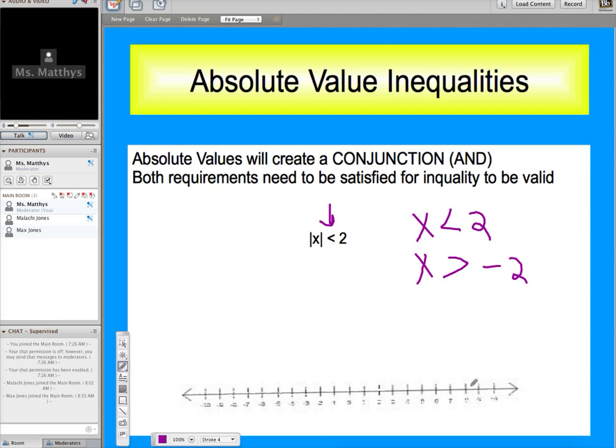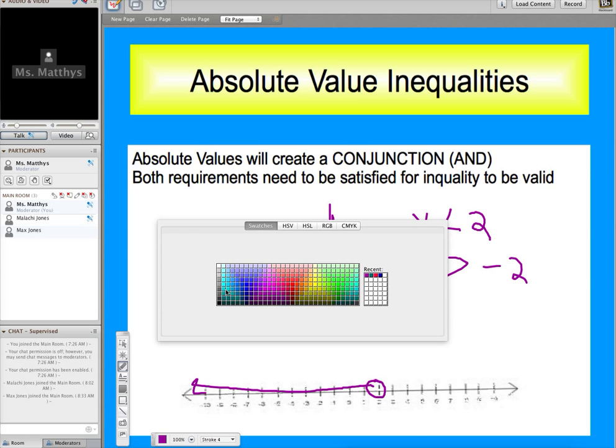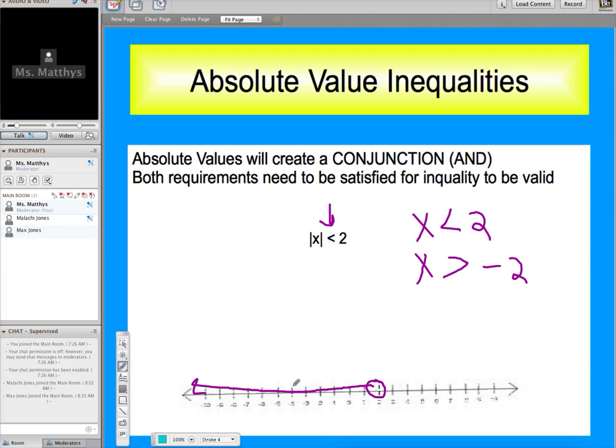Okay, so x is less than 2. This is a lousy number line. Here it is. Here's 2. Which way do I want to shade? To the left. Okay, I'm going to shade to the left. Then we have x is greater than negative 2. I think negative 2 is here. It's an open circle. Which way are we going to shade? To the right.